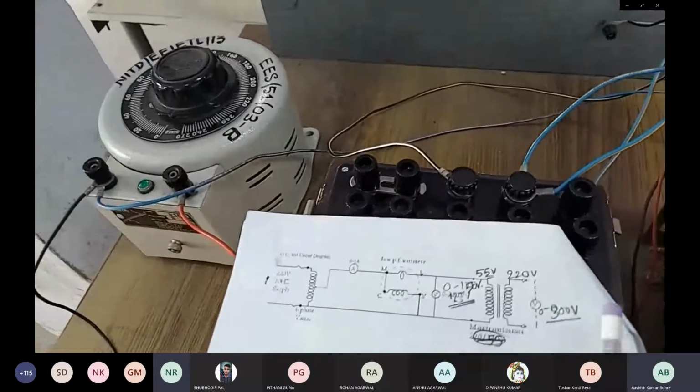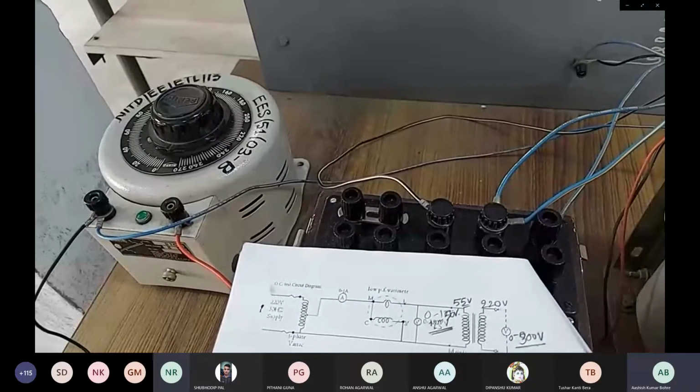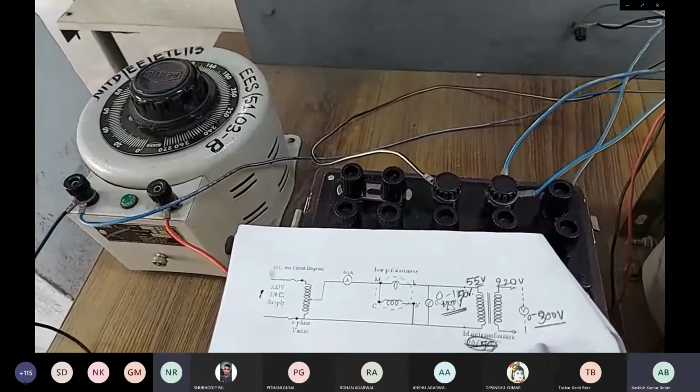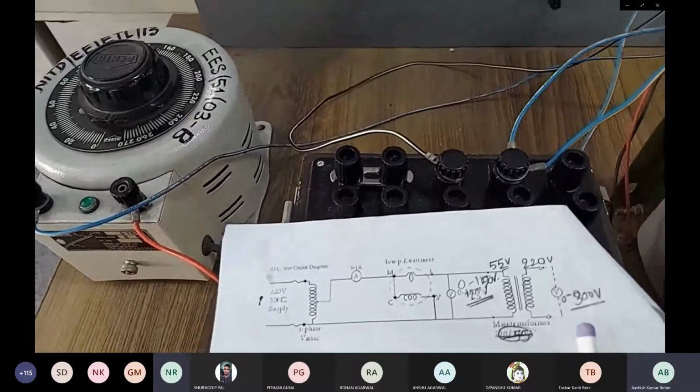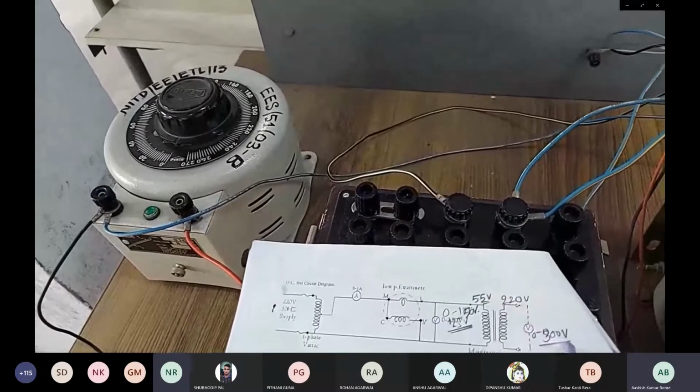You will connect this one. After that, the secondary side, the high voltage side, will be open. This is basically the 220 volt side, and it should be kept open for the open circuit test. Here we will connect to measure the open circuit voltage.